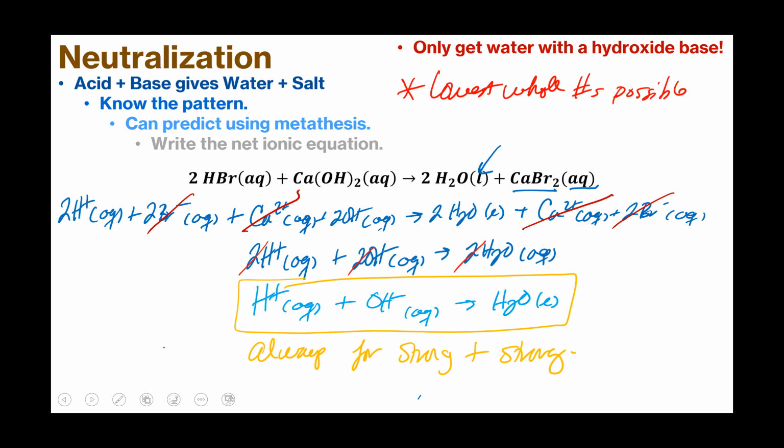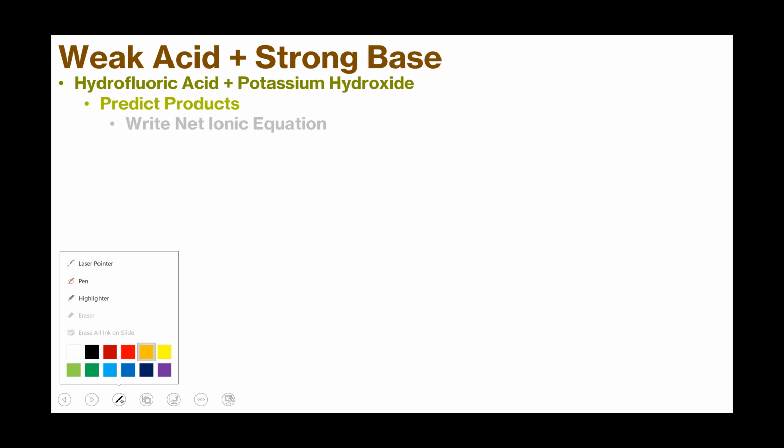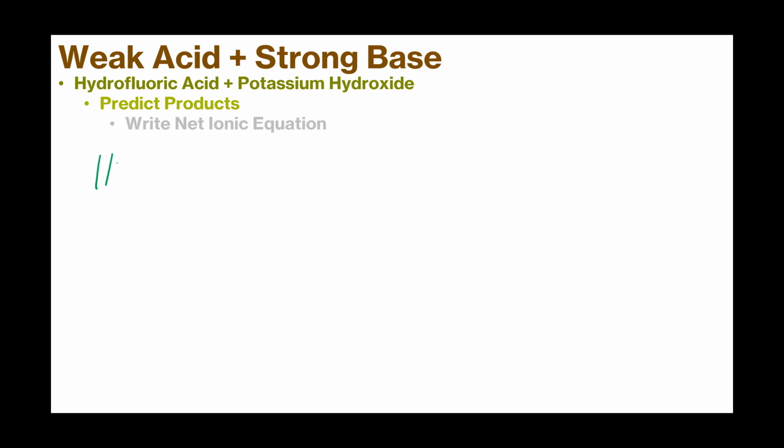All right, let's see what happens when we don't have a strong. In this case, we're going to take a weak acid with a strong base. Let's react hydrofluoric acid and potassium hydroxide. We're going to predict the products and write the net. Okay, so hydrofluoric acid is HF, aqueous. Potassium hydroxide is KOH, aqueous.